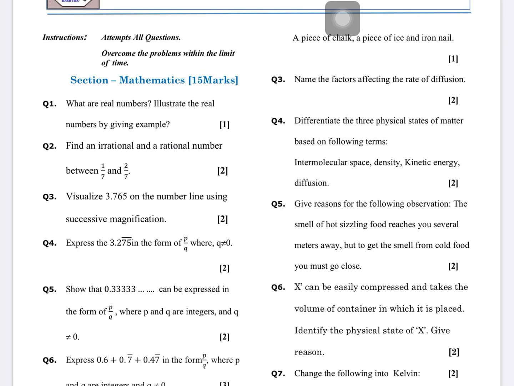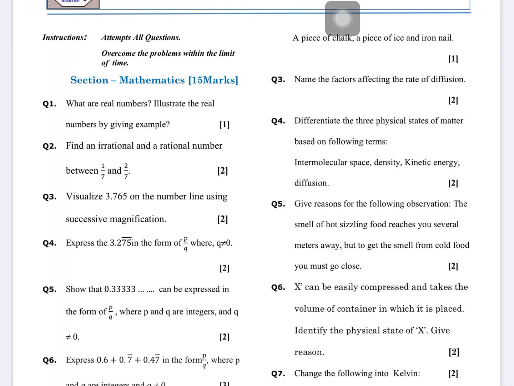You can smell it. Obviously the air is bringing the smell to you. The question asks why this happens with hot food, not with cold food. So you can write: we get the smell of food from a far distance due to diffusion, and hot sizzling food gives you smell because diffusion is high at high temperature. Diffusion increases with an increase in temperature. That is why we could not get the smell of cold food easily. Is that clear, guys?